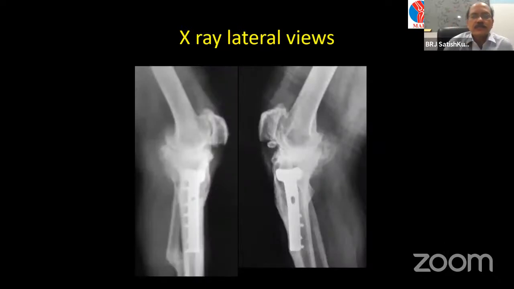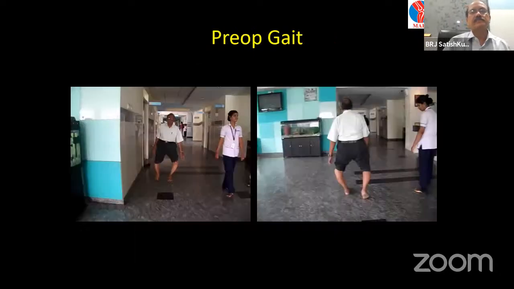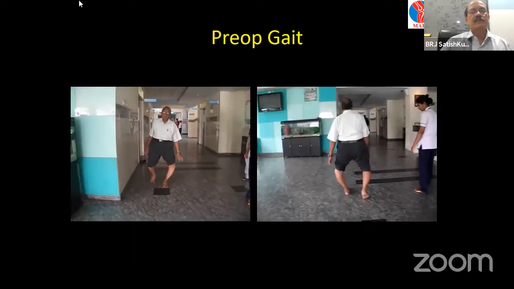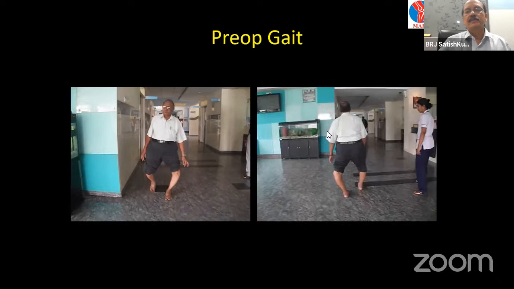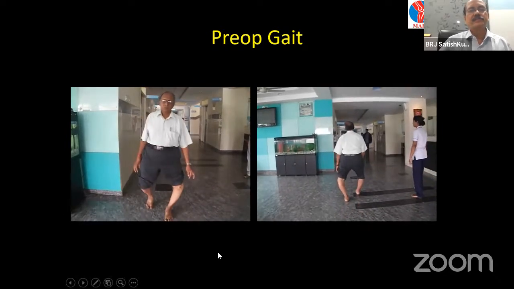So if you see extensive osteophytes, it is relatively good because once you remove all the osteophytes, the soft tissue tension is less. The deformity correction becomes slightly easier. If you see more deformity, but the osteophytes are less, that means you have to be careful. You have to do a lot of soft tissue releases. So this is the pre-op gait.